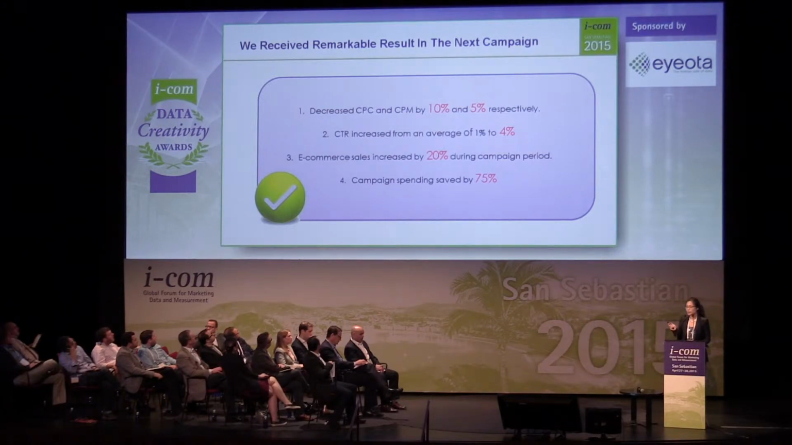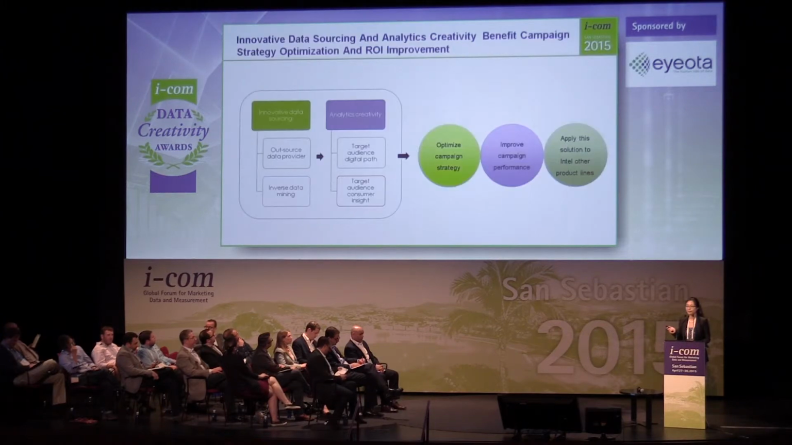And we received remarkable results in the new campaign. The CPC and the CPM decreased by 10% and 5% respectively. The CTR of the campaign increased from 1% to 4%. And according to the e-commerce website, the sales increased by 20% during our campaign period. And the spending is saved by 75%.